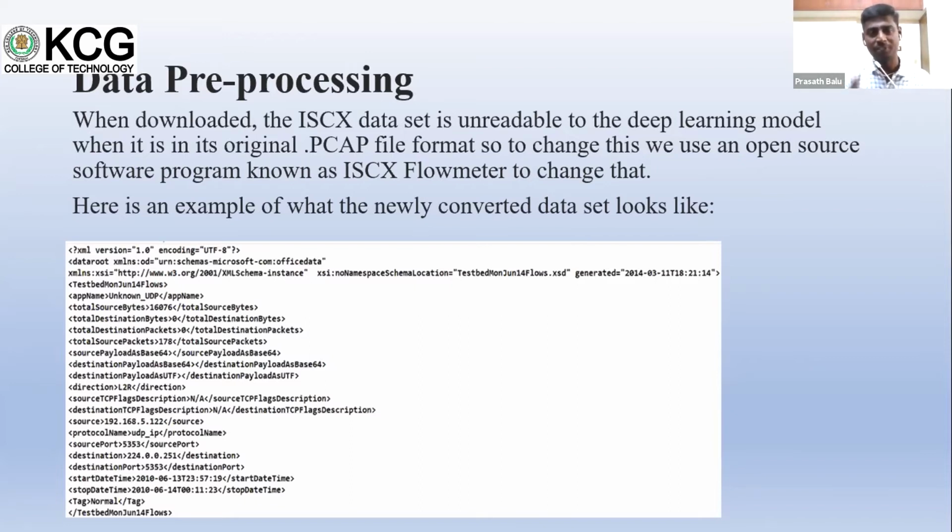So two things are very major for deep learning and machine learning. After the data that we receive, we have some software, ISCX flow meter. If you give the data set to this particular software, it will convert it into Excel, sorry, XML. That is the Excel format that you're seeing in the screenshot.